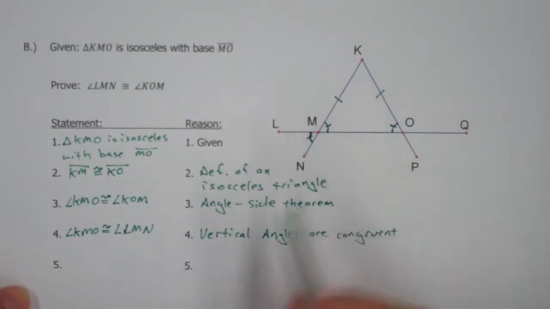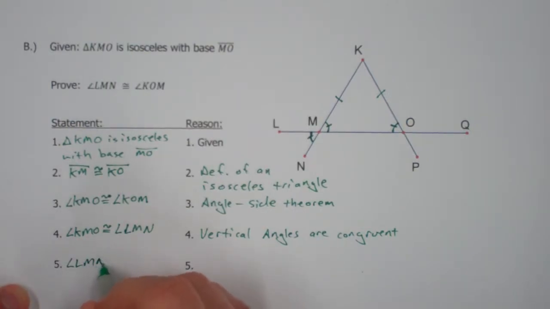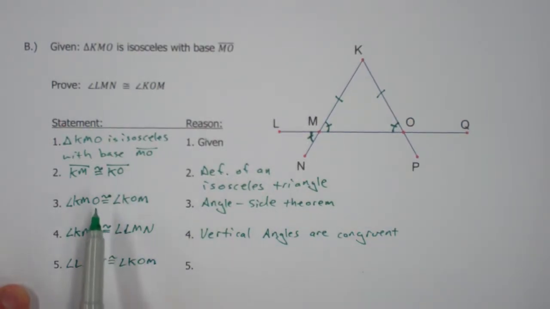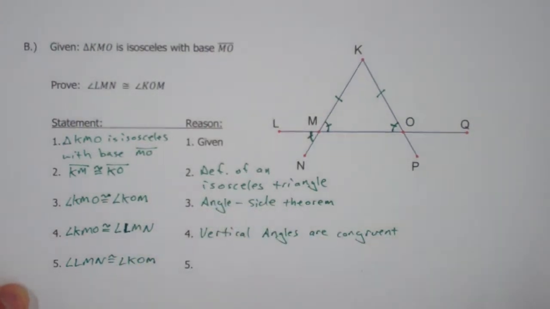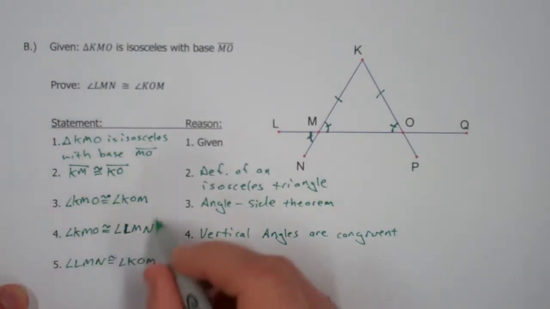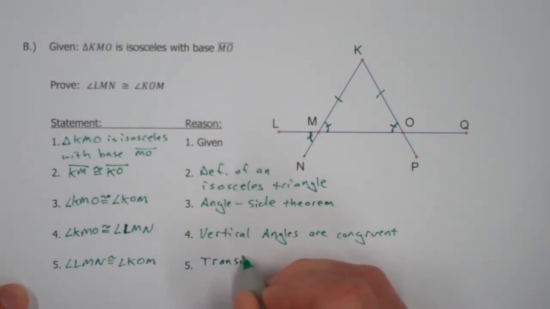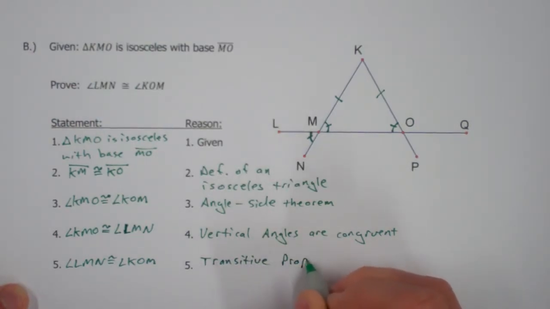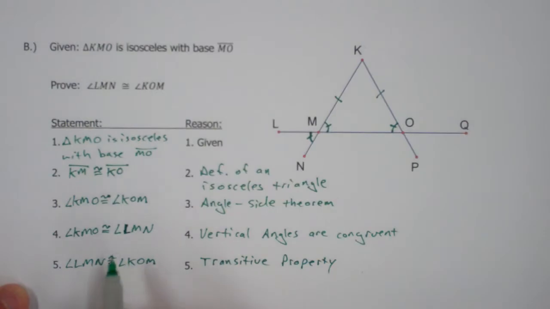But we want to prove now that angle LMN is congruent to angle KOM. We can do that actually by the transitive property. We can see here that we have KOM being congruent to KMO, KMO being congruent to angle LMN. And therefore, if these two angles are congruent to the same angle, they must also be congruent. So we can logically make our proof statement, and when we're linking these two statements together in that fashion, that is going to be the transitive property for sure. And that's what we're asked to prove.